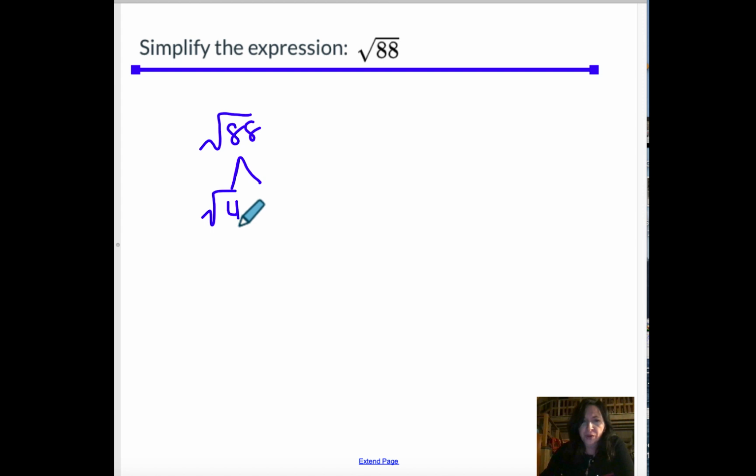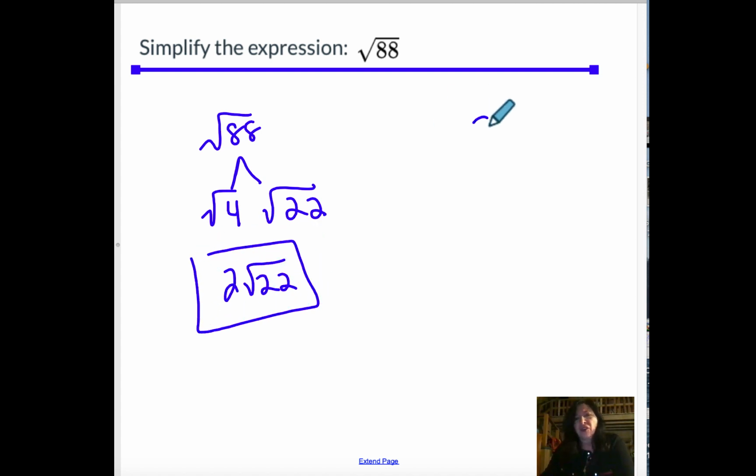So I'm going to go with square root of 4 times 22. And then square root of 4 is 2. So that's 2 times root 22. And that's your answer. You can't break down 22 any further. If you think about breaking down 22, that's just 2 times 11, and neither one of those is a perfect square. So that's not helpful. So we're done.